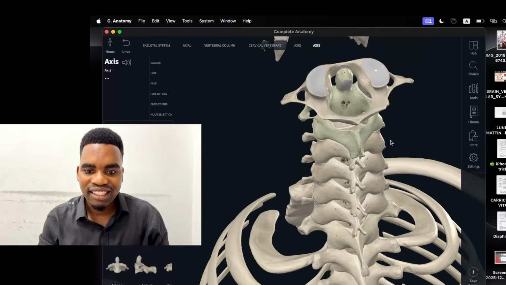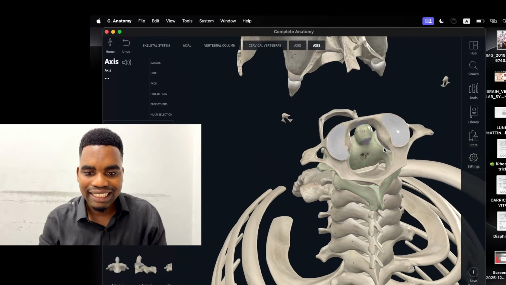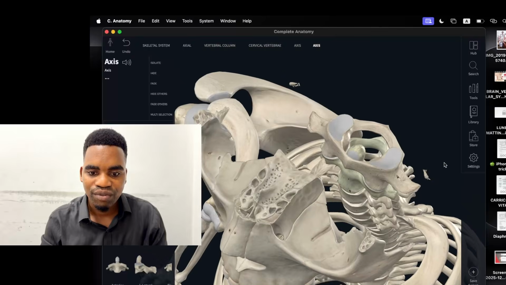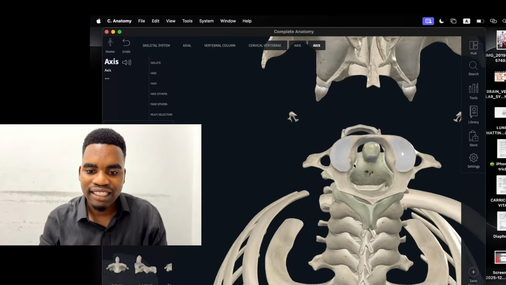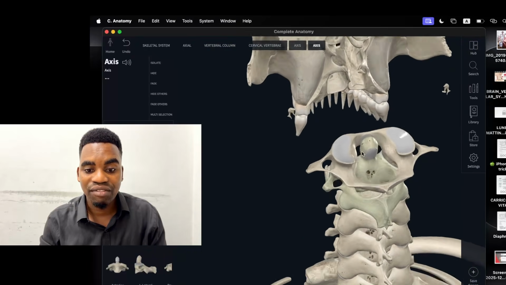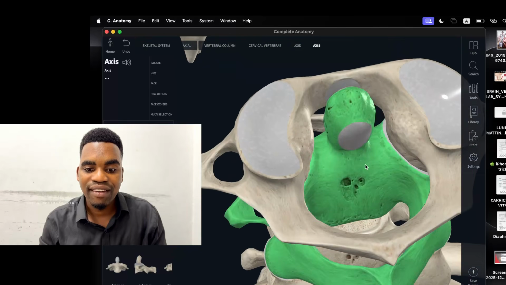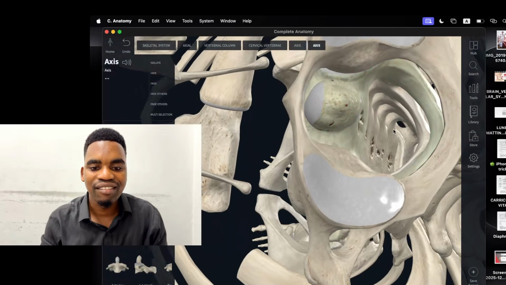So this joint is actually between the atlas, which is C1, and axis, which is C2. What is this joint? Okay, let me make it very clear to you guys. C1 and C2 make two important joints.